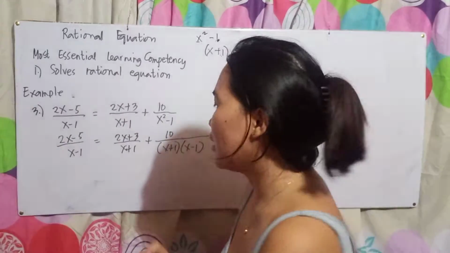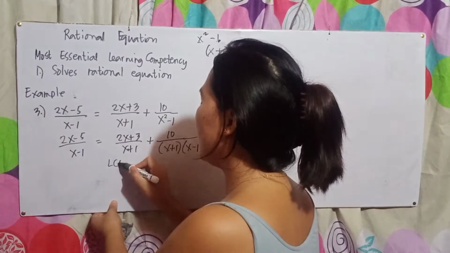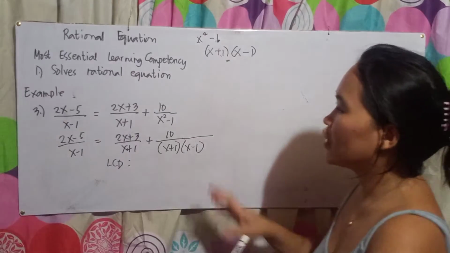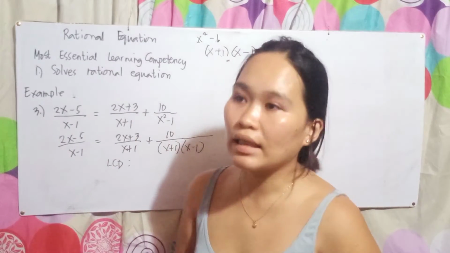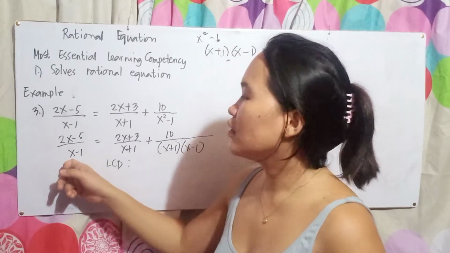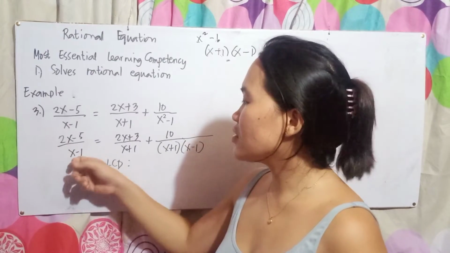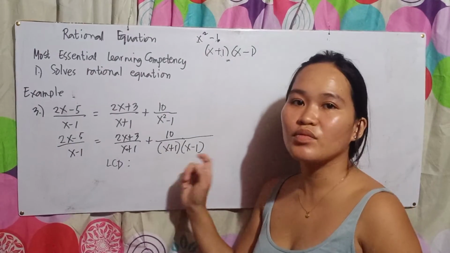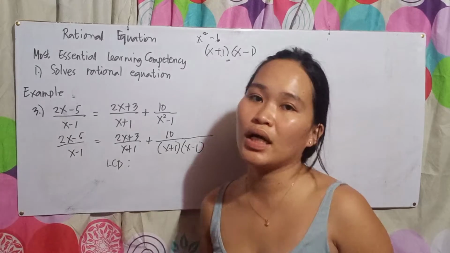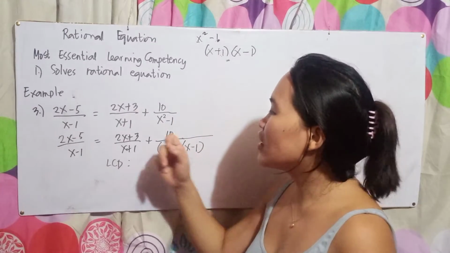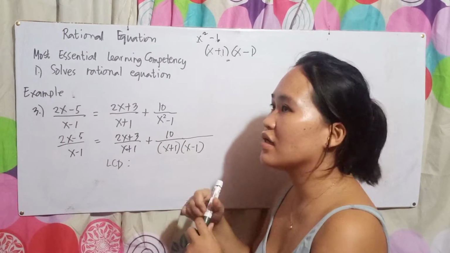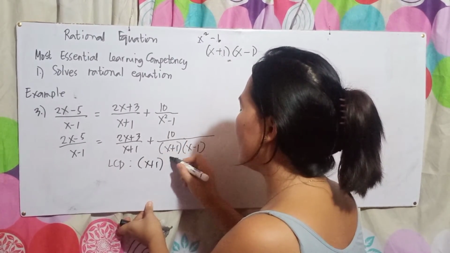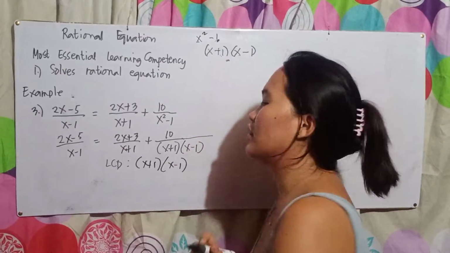Okay, next is to identify the LCD. The LCD is the least common denominator that is applicable to all three. Since the denominators are x minus 1, x plus 1, and x plus 1 times x minus 1, the applicable denominator that fits all three is x plus 1, x minus 1.